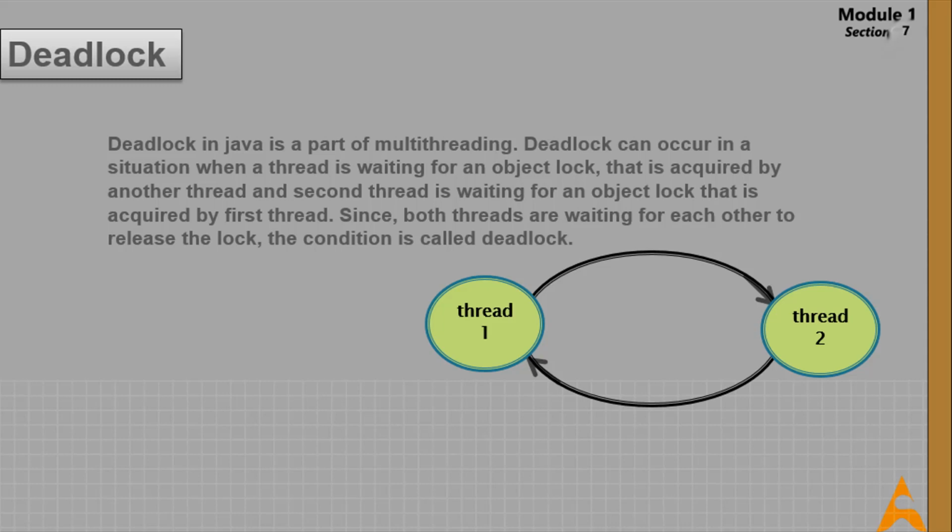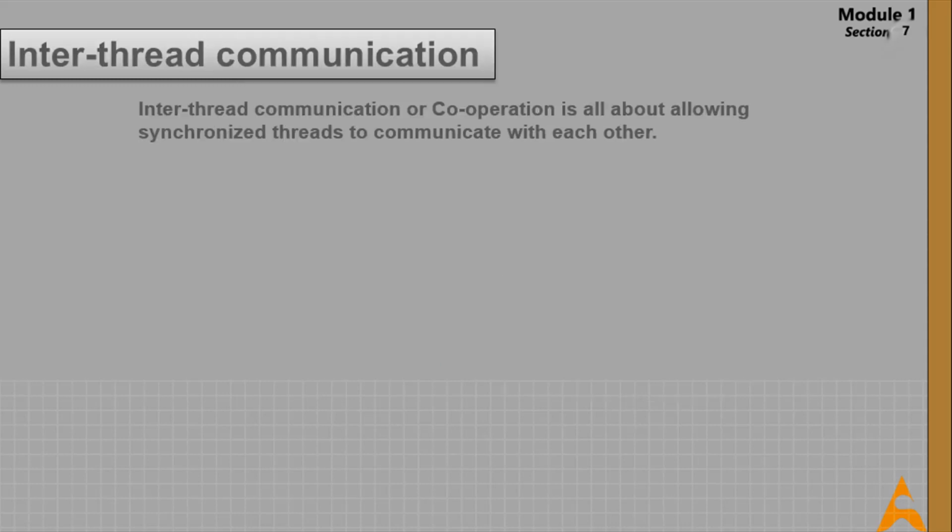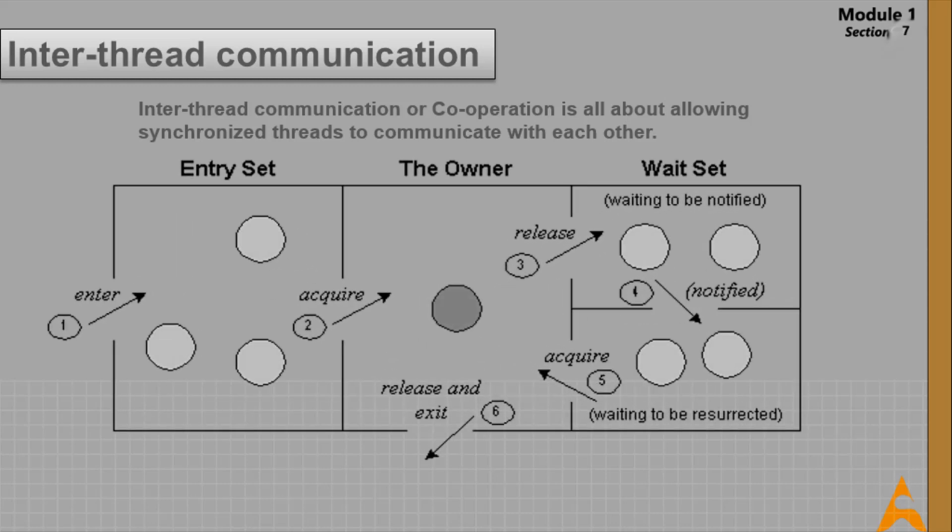Inter-thread communication, or cooperation, is all about allowing synchronized threads to communicate with each other. Cooperation is a mechanism in which a thread is paused running in its critical section and another thread is allowed to enter, or lock, the same critical section to be executed. It is implemented by the following methods of the Object class: wait, notify, and notifyAll.